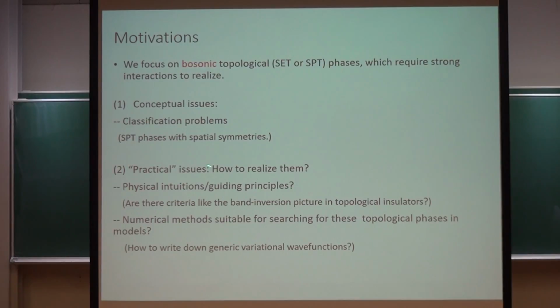But I also have very practical motivations. Theoretically, we know there are a lot of these topological phases, bosonic SET or SPT phases. For example, there could be thousands of them. But if you ask yourself whether we can realize them in some more or less practical Hamiltonian that may be relevant to some material, you'll find almost none of them are realized, except for very few examples like the AKLT spin chain or the Haldane chain.